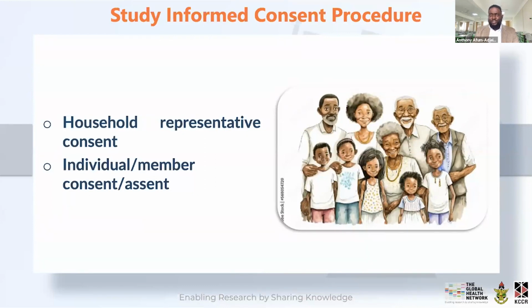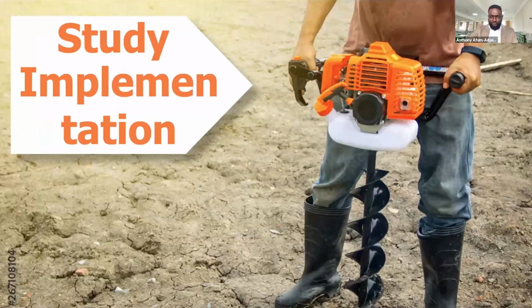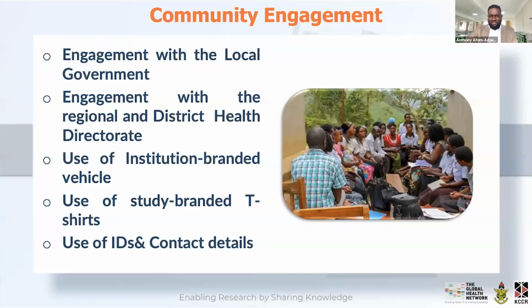This way, you are able to respect the cultural norms of every household, at the same time, entrenching the ethical principle of autonomy. How did we implement this study? We did this by first informing all the key stakeholders who were involved in this study in the respective cities. So we are talking about the regional government representative, the health directorate at the district and the region.